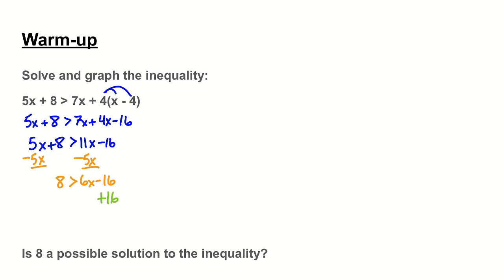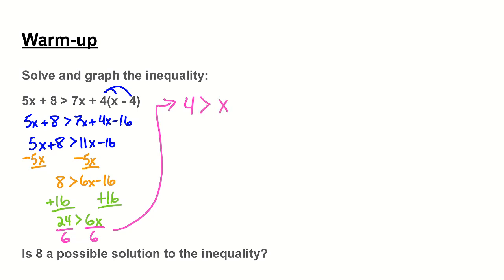Now I can add 16 to get my x term by itself. So I have 24 is greater than 6x. The last step needed to isolate my x is to divide by 6. When I divide by 6, on the left-hand side I have 4, because 24 divided by 6 is 4, is greater than x. So that is my solution.